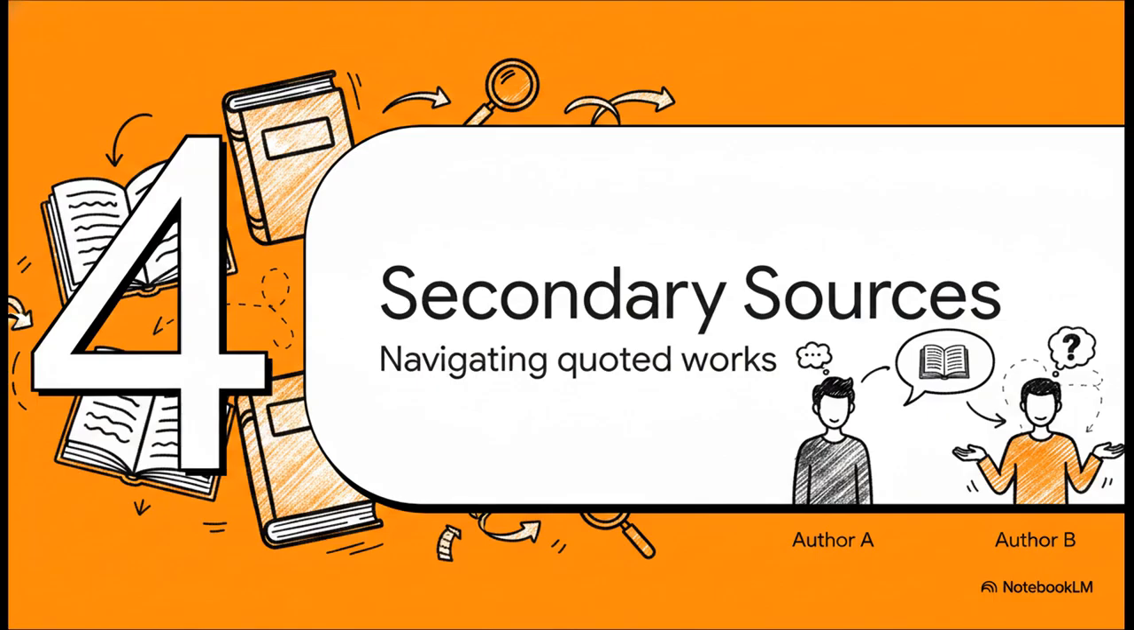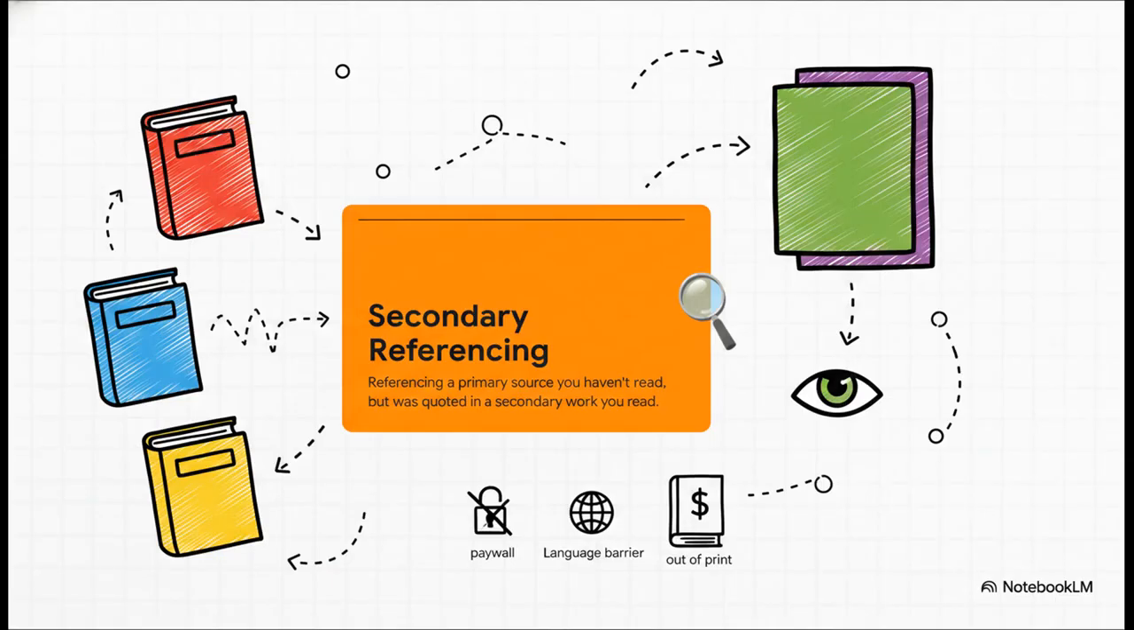Section 4. Navigating secondary sources. So what happens when author A drops an absolutely brilliant quote from author B, but you just can't get your hands on author B's original book? Well, that is called secondary referencing. It's when you reference a primary source that you haven't read directly, but it was quoted or summarized in a secondary work you did read.